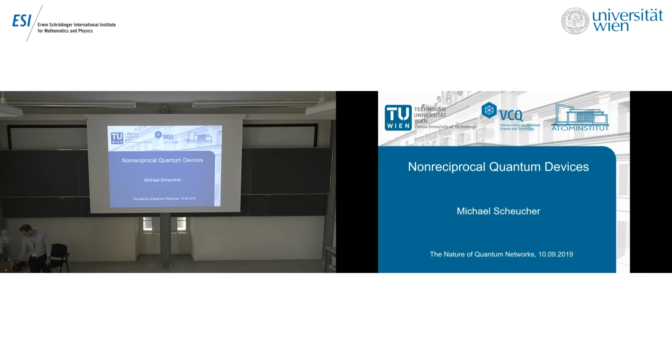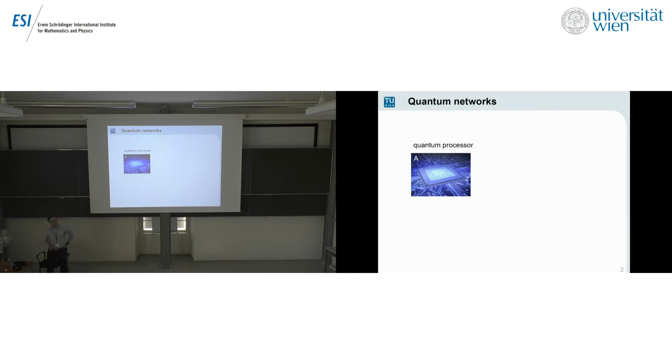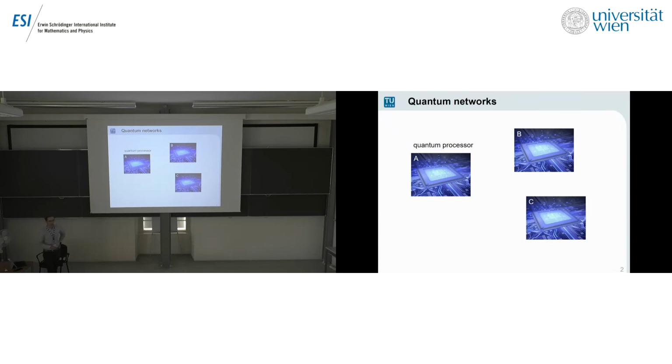And in order to give you some motivation why you would need such non-reciprocal devices, let's start with quantum networks, where you start off with one quantum processor, A, and you would like to connect it to several other processors via different links. You want to, for example, establish entanglement between A and B, and for that you would like to send a signal from A to B, and you have to make sure that the signal actually arrives at B and is not reflected or accidentally going to C.